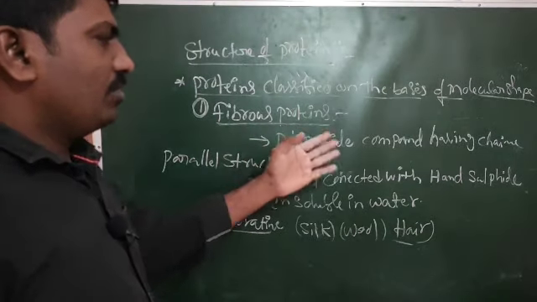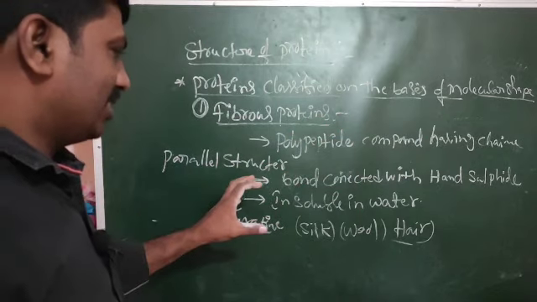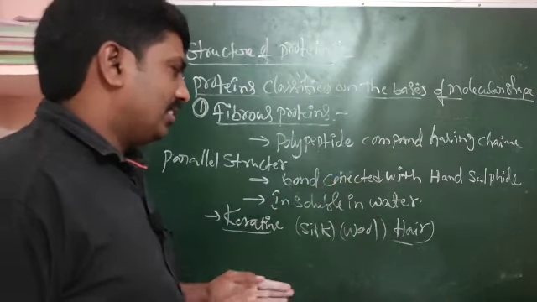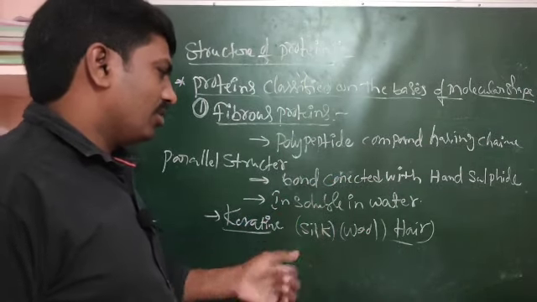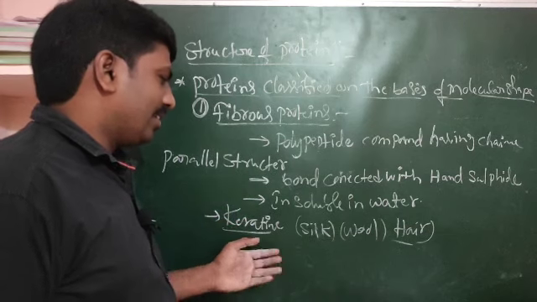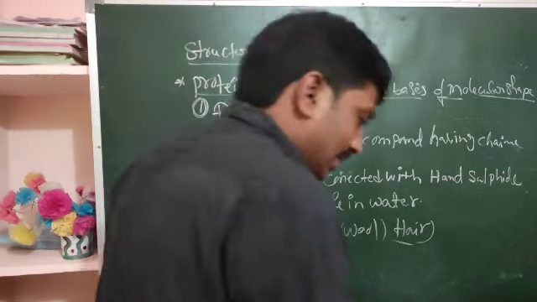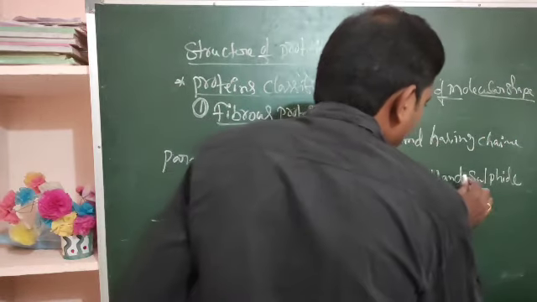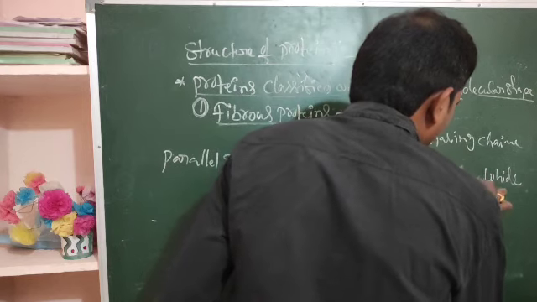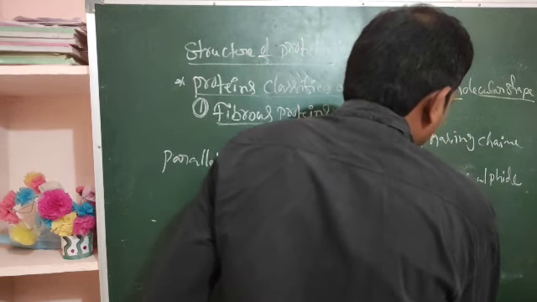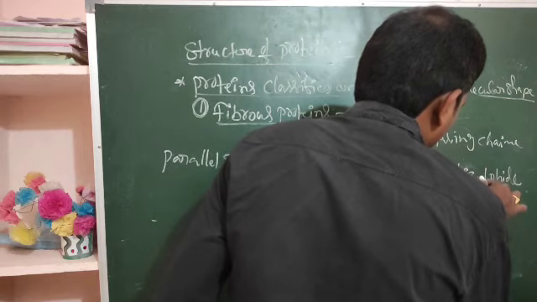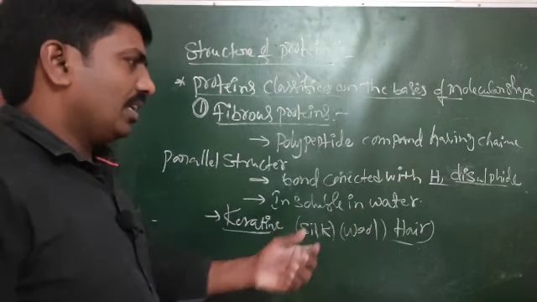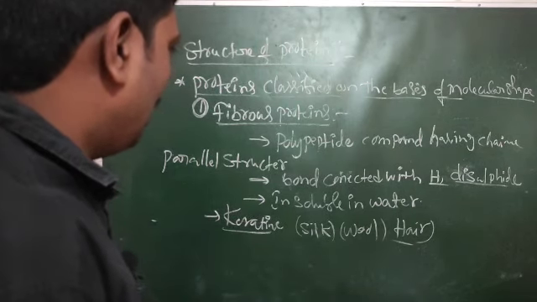So fibrous proteins are polypeptide compounds having a parallel chain structure, with some bonds between hydrogen and disulfide. They are insoluble in water. Examples are keratin, silk, wool, and hair is the best example. Okay, next: disulfide bonds between hydrogen, comma, disulfide. This is an important point. The bonds present in fibrous proteins are hydrogen and disulfide. This is about fibrous protein.